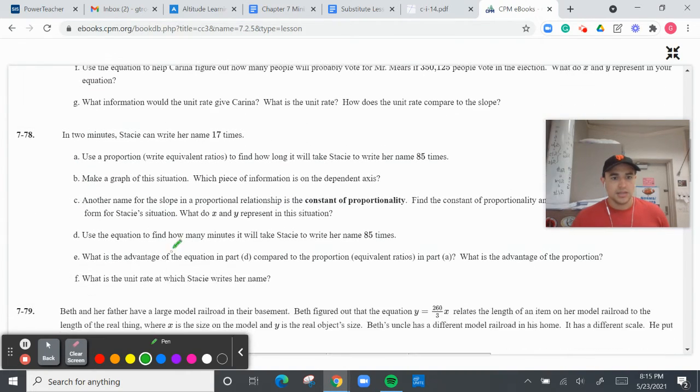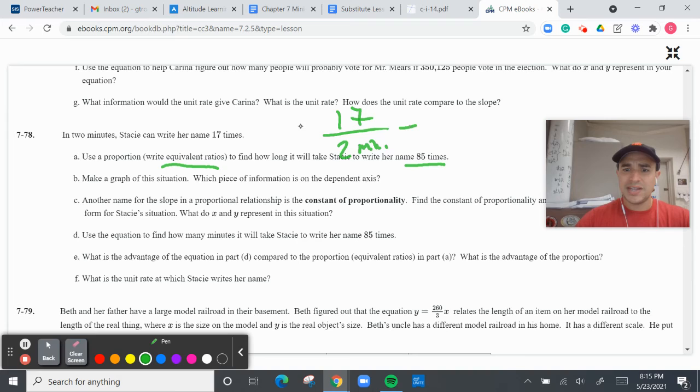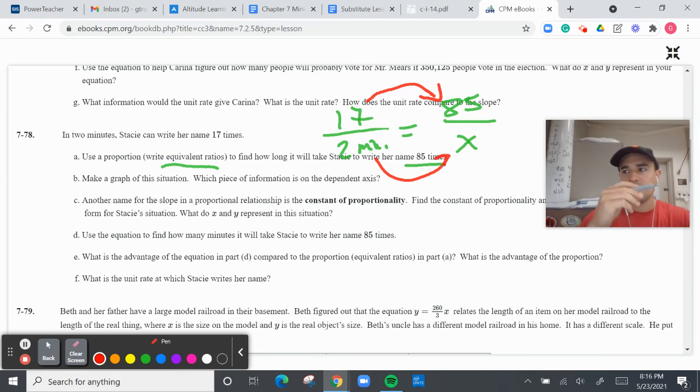All right. Let's see. In 2 minutes, Stacey can write her name 17 times. That's pretty fast. Use the proportion, right, equivalent ratios, to find out how long it will take her to write her name 85 times. So 17 times in 2 minutes is equal to 85 times in x minutes. All right. So basically you want to figure out how you get there. So we can figure this out 2 ways. One, 17 goes to 85, and then that will give us how many times there. If that doesn't work, you just solve by solving for x.